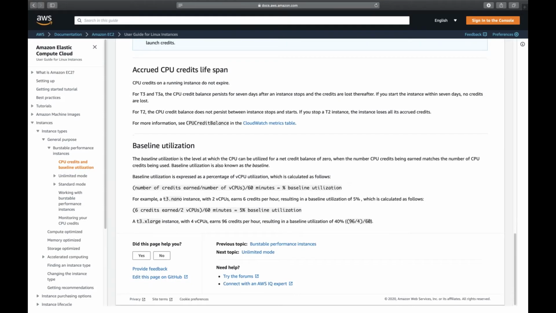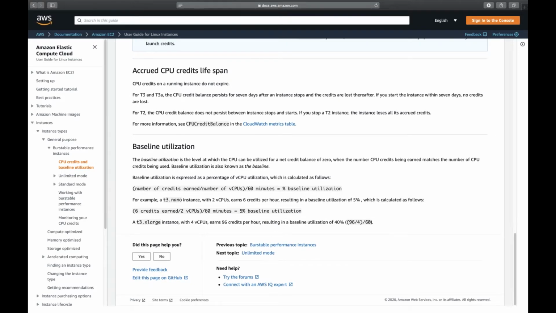Now there is a formula. What is the baseline utilization? The baseline utilization is the level at which the CPU can be utilized for a net credit balance of 0. When the number of CPU credits being earned matches the number of CPU credits being used, that is the baseline utilization, also known as the baseline. Baseline utilization is expressed as a percentage of virtual CPU utilization, which is calculated as follows: number of credits earned per hour divided by number of virtual CPUs into 60, equals percent baseline utilization. For example, a T3 nano instance with 2 virtual CPUs earns 6 credits per hour, resulting in a baseline utilization of 5%, which is calculated as follows: 6 by 2 into 60.